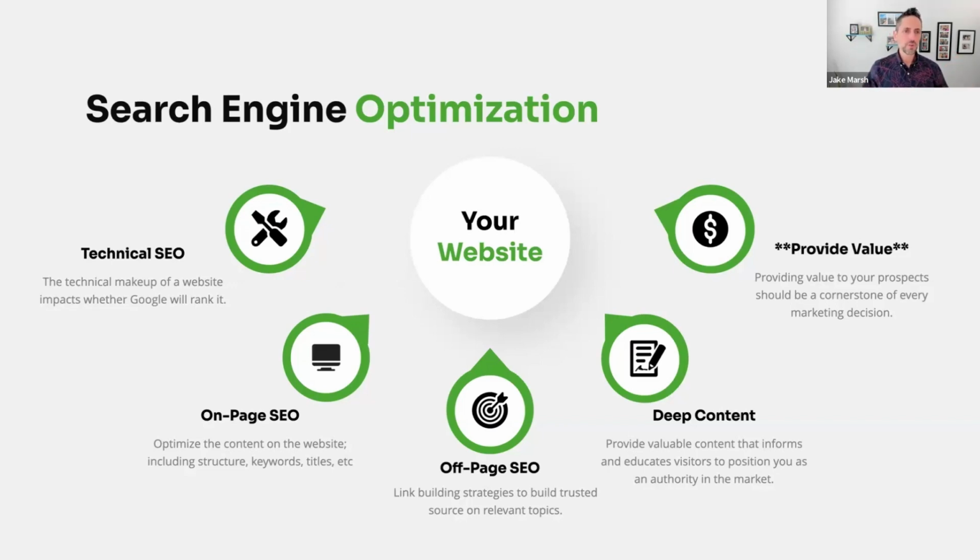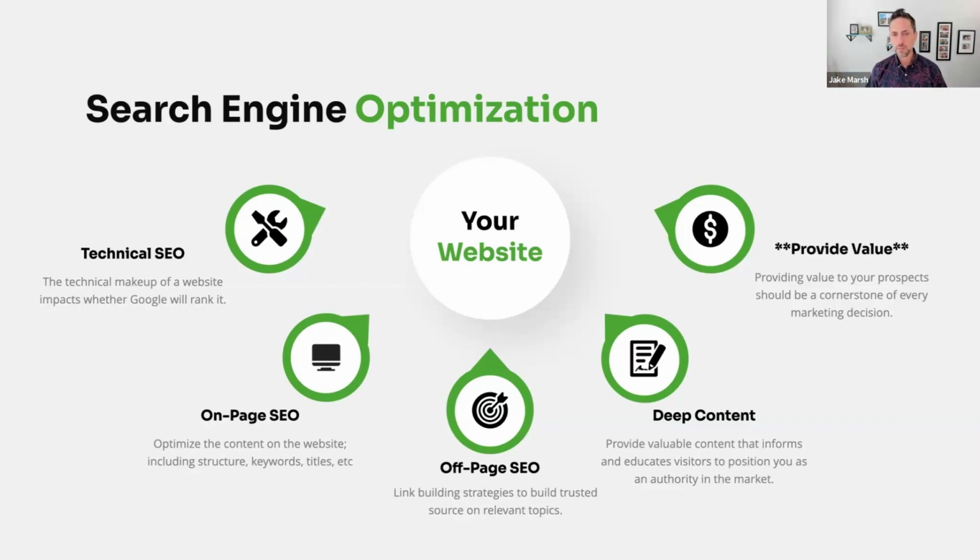So with regards to SEO in general, we have technical SEO, which is the technical makeup of the website. On-page SEO, which is the content and the structure, which communicates to Google what your message is. Off-page SEO, which is what's happening around the rest of the internet. Are people linking to your site? Are people mentioning your site? Are you coming out in press releases or other publications, right? So off-page means off your site.